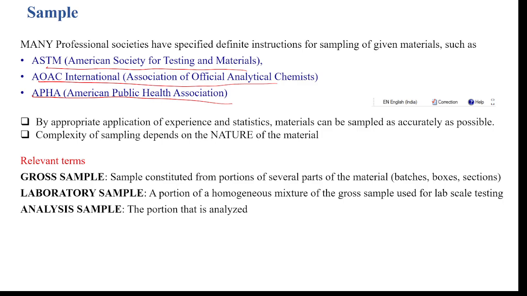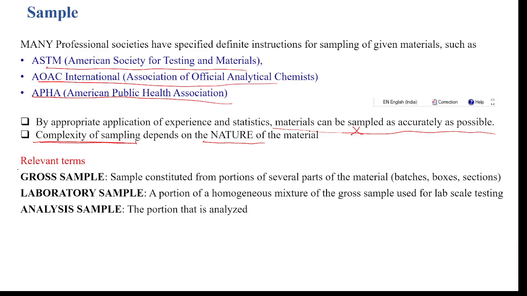And if a person is experienced and knows the statistics and knows how to prepare a sample, a material can be sampled as accurately as possible. This is also a technique, this is also an art to prepare a sample for a specific instrument, because if something goes wrong with the sample, your whole data is going to be contaminated, going to be ruined. And obviously the sample preparation depends on the complexity of the sample, and the complexity of the sample further depends on the nature, like what kind of material it is.